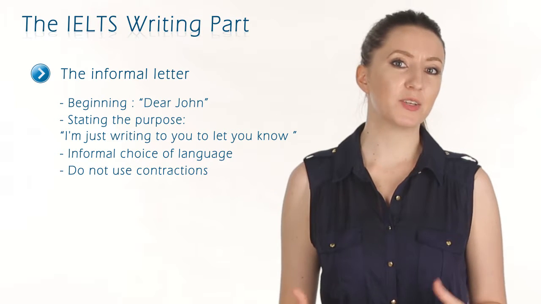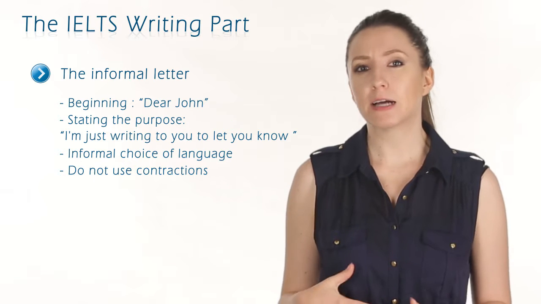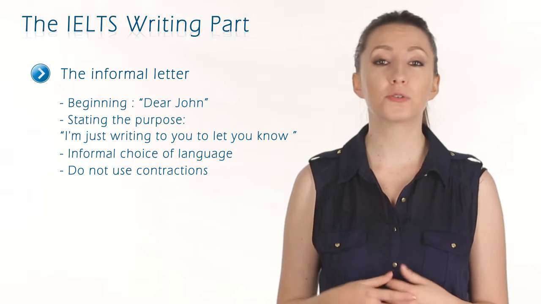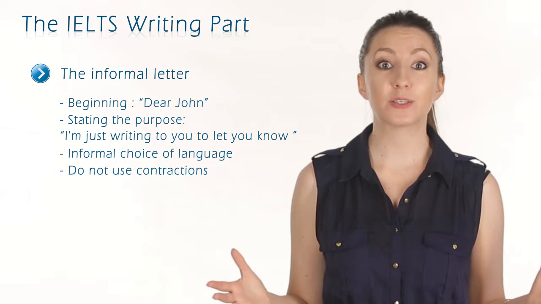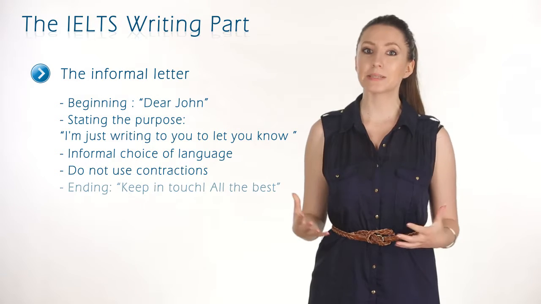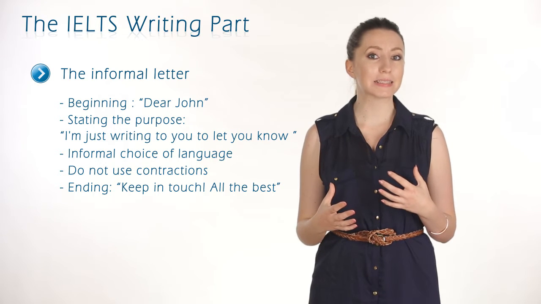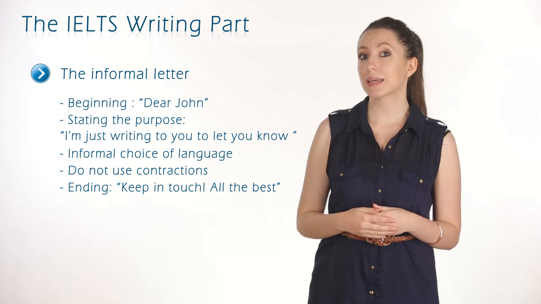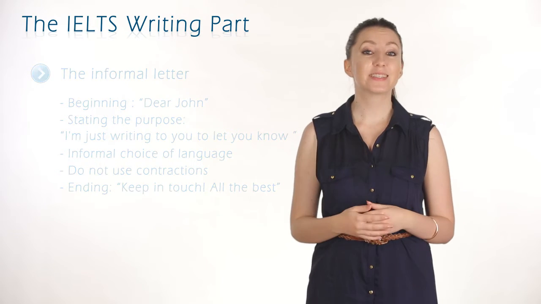Now, some people say that you can use contractions and some people say you shouldn't. Just to be safe, I advise you not to use contractions, so don't use I'm, we've, isn't, or it's. Try and separate them into the actual words that they are. In the ending part, it's good to use a casual kind of phrase to end this sentence. So words like keep in touch or all the best, or even cheers. These are really casual.